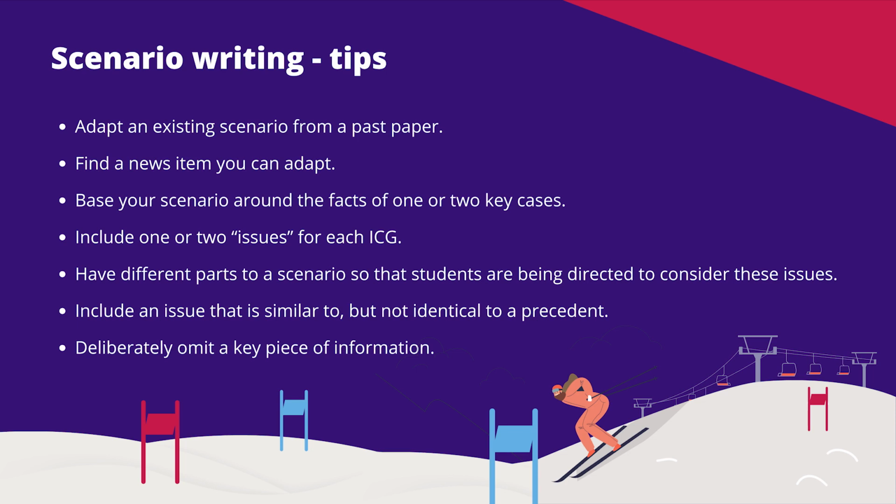Include one or two issues for each ICG. It is not meant to be an opportunity for students to write all they know. They need to learn to identify where the flags are to focus upon. Include an issue that is similar to, but not identical to, a precedent, so that a different conclusion should be reached. Consider deliberately omitting a key piece of information. For example, in paper 1, the defendant may be diabetic, but the scenario is silent as to whether the cause was an internal or external factor, leaving it to students to think about this.